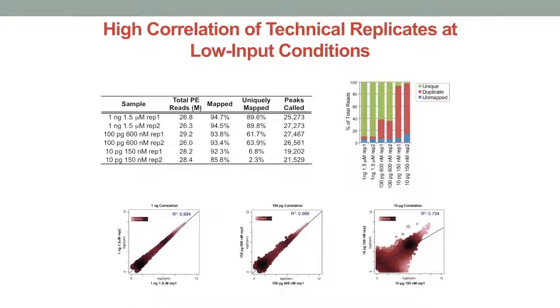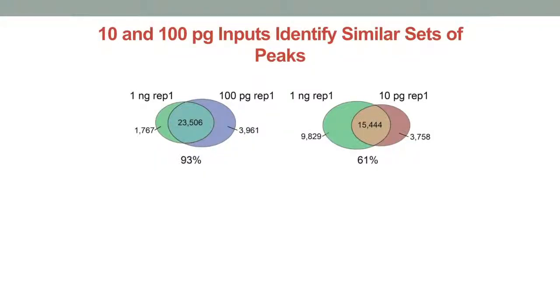Despite this problem, similar numbers of peaks are called in every case. And if we start to compare technical replicates, you see a very nice high correlation with the 1 nanogram and the 100 picogram replicates. But you start to see a little bit more noise in the 10 picograms, but these are still highly correlative. If we just look at the overlap in peaks between the 1 nanogram and the 100 picogram, 93% of them overlapped. And between the 1 nanogram and the 10 picogram, 61% overlap, suggesting as you go down, you start to miss and have a lot of false negatives of things that you would pick up if you used more samples.